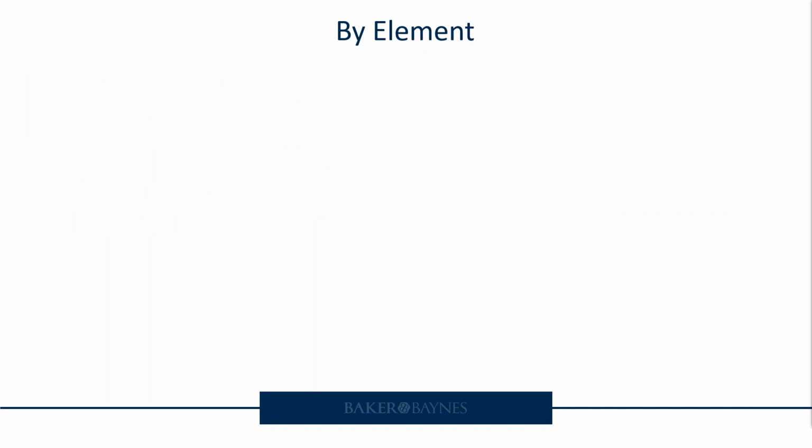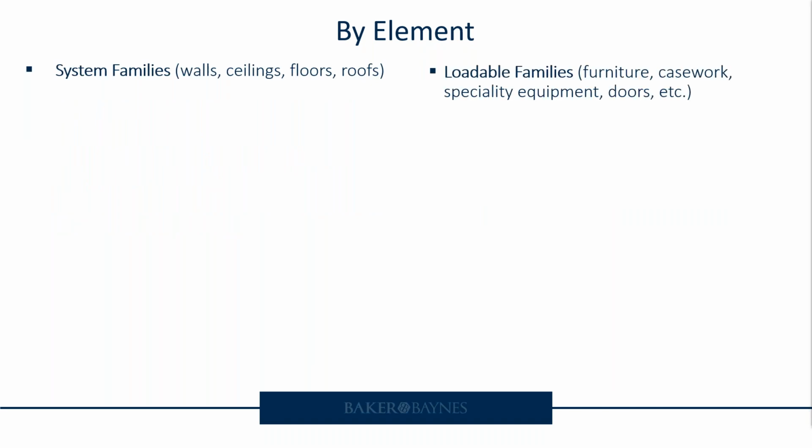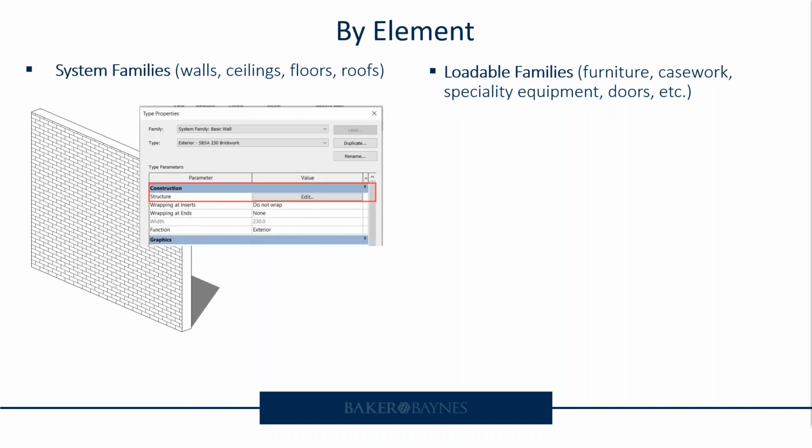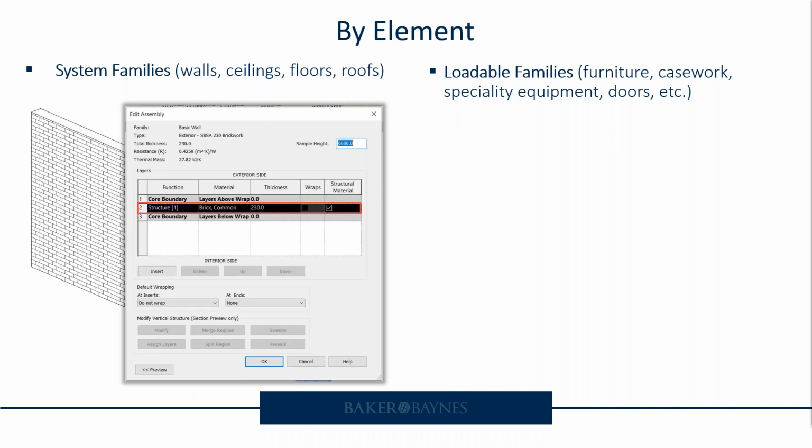Then the most common way of applying materials is by element, and this is true for both of your system families and loadable families. Now, your system families are typically things like your walls, ceilings, floors, and roofs, and they can't exist outside of your project. So therefore, the material adjustment option for them is built into the Edit Assembly dialog box, which you get if you click on Edit next to Structure. This is what you will see, and then this is where you can change the material.